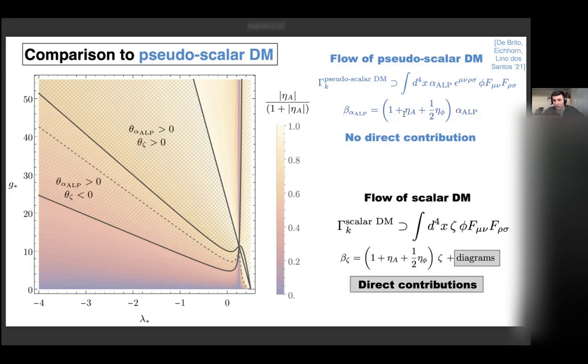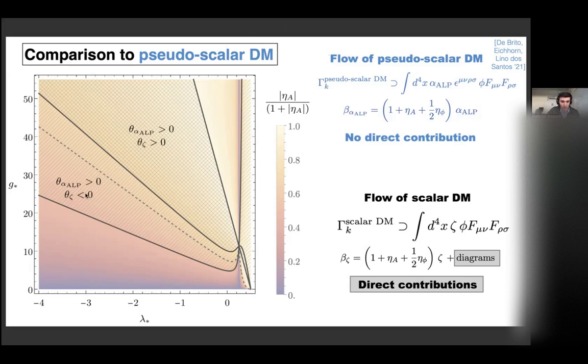Whereas for the flow that we computed, which is scalar dark matter rather than pseudoscalar dark matter, we do have these extra diagrams that I showed you on the flow slides. And we wanted to see what the difference was and what these direct contributions meant for the relevancy at the free fixed point. And what it means, you can see on the plot.